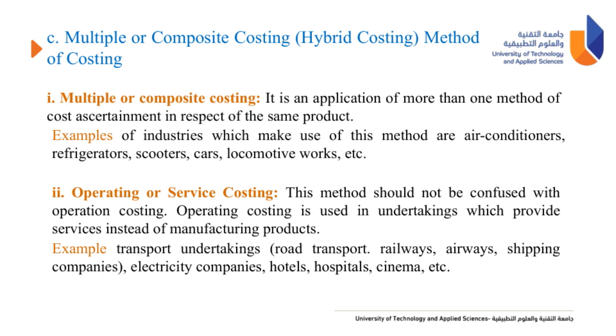For example, industries like air conditioners, refrigerators, scooters, cars, and locomotive works all utilize this method because their primary output is a service or a finished product that involves service aspects. Finally, let's discuss multiple or composite costing, which is also known as hybrid costing. This method involves applying more than one costing technique to the same product. It's particularly useful when a product or service has multiple components or stages that require different costing approaches.